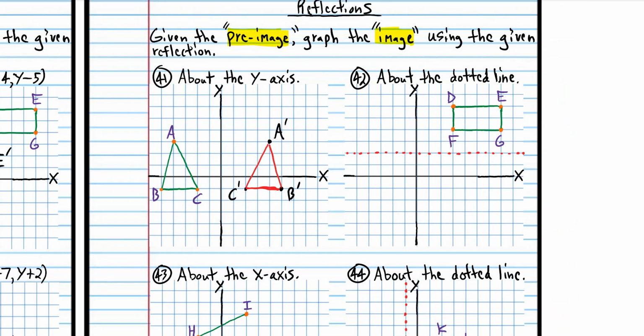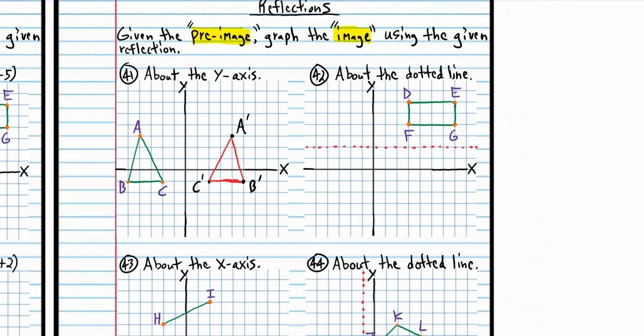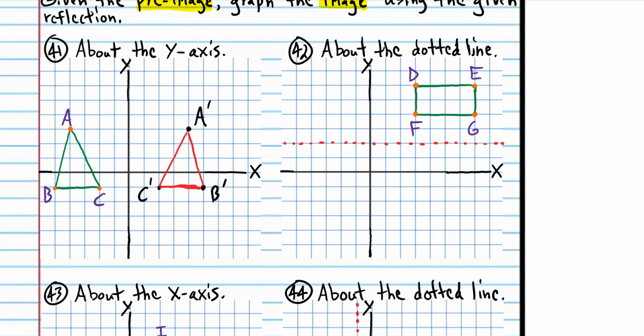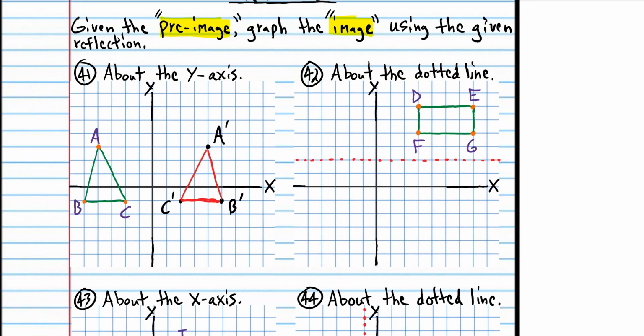All right, so let's try one more of these problems before you try some on your own. You're not always going to reflect about an axis. Sometimes you're going to reflect about a different line. So we're not reflecting about the y-axis or the x-axis. We're reflecting about a dotted line.